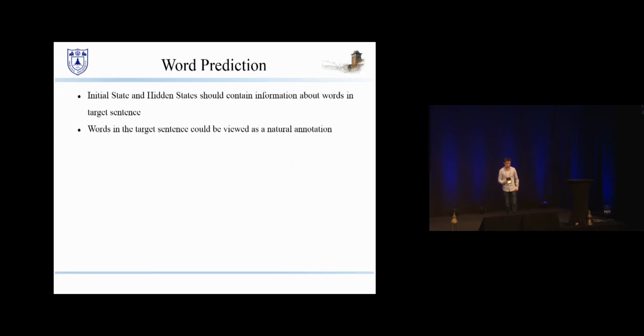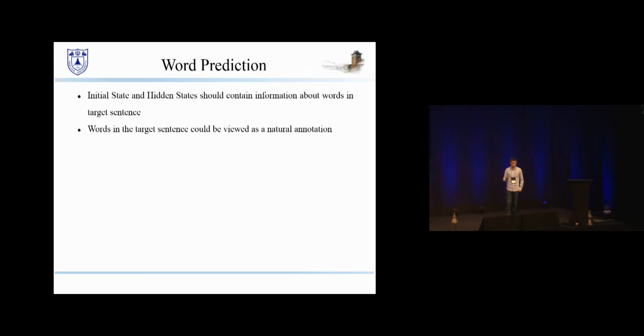We think the initial state contains all target information. This means it should contain all word information in the target sentence. And then, for any state in the decoder, since it will be used to translate the remaining sentence, it must be capable of predicting the words in the remaining sentence. So we can use word prediction as an additional supervision.